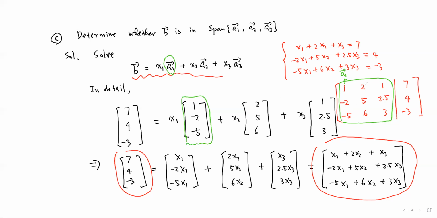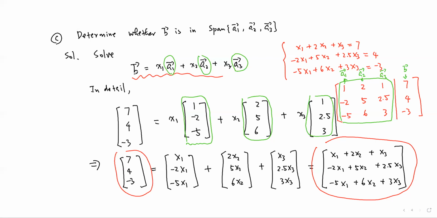The second column, 2, 5, 6, actually is this column. This column is A2, the coefficient of the variable x2. The third column, 1, 2.5, 3, actually is this vector. This vector is A3, the coefficient of x3. The last column, the right-hand side, actually is this vector, vector B.